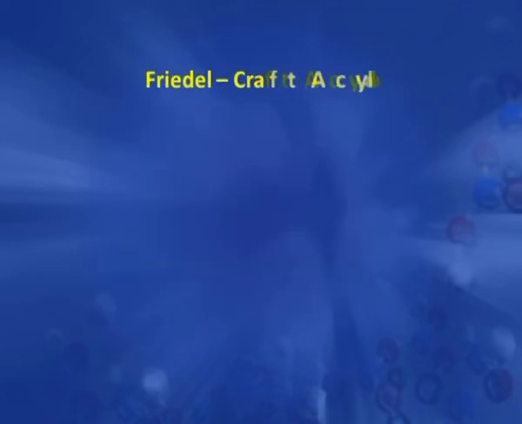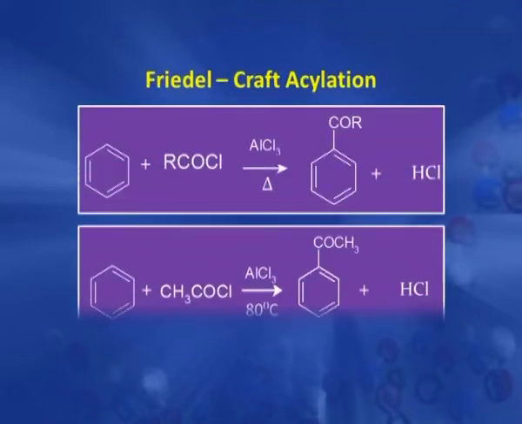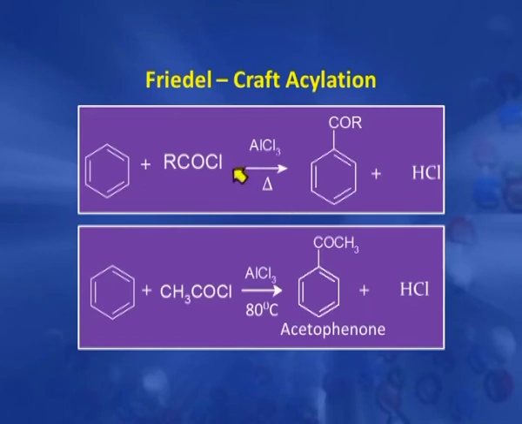Now, Friedel-Crafts acylation. Here, instead of alkyl halide, we take the acyl halide. Benzene reacts with acyl chloride, again in the presence of a Lewis acid on heating, and forms the acyl benzene, or we can say aryl alkyl ketone. An example is the reaction with acetyl chloride in the presence of aluminium chloride, which produces acetophenone, an aromatic ketone.